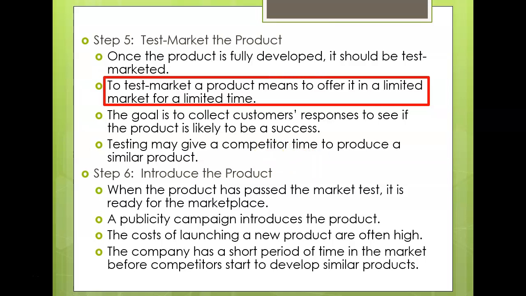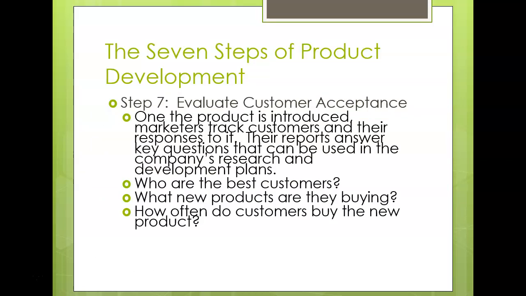Step 6 is we're going to introduce that product. Once it's passed the market test and we've tested in an area, we're just going to start rolling it out, probably in a controlled manner, adding stores and geographies. As our product sells and we're able to continue making it, we'll keep rolling it out and keep it in that growth phase of the product life cycle. And then our very last step is we're going to evaluate what customers think about it.